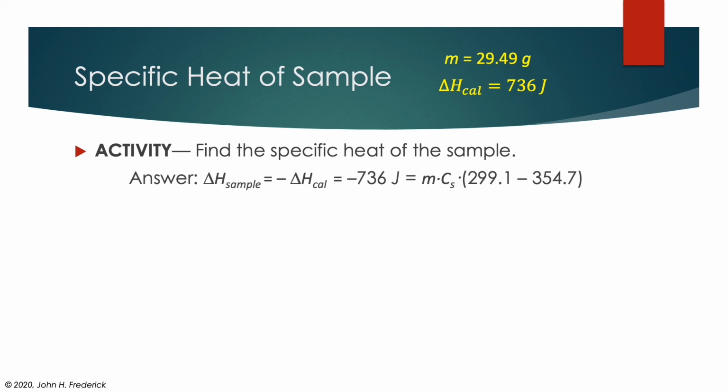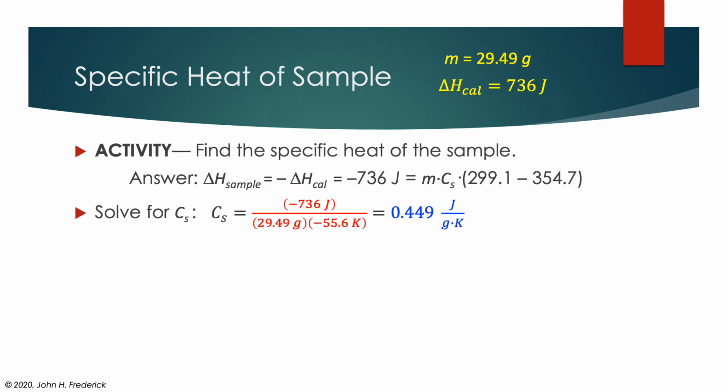The delta H of the sample is just going to be the negative of the delta H for the calorimeter. So it's going to be negative 736 joules, and it's going to be the mass of the sample times its specific heat times its temperature difference. Remember, it started out much hotter. It started at 354.7. Now we go from T initial to T final, so this is actually going to end up being a negative number.